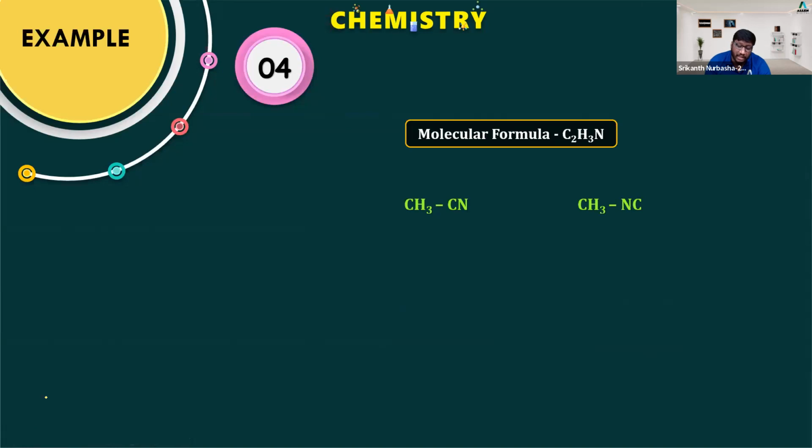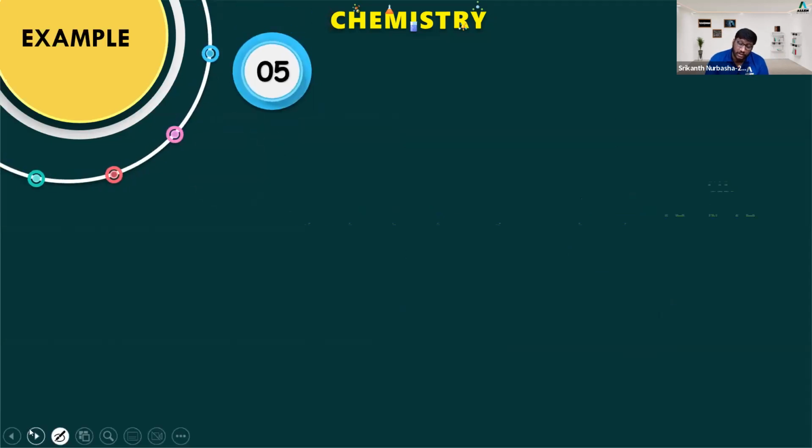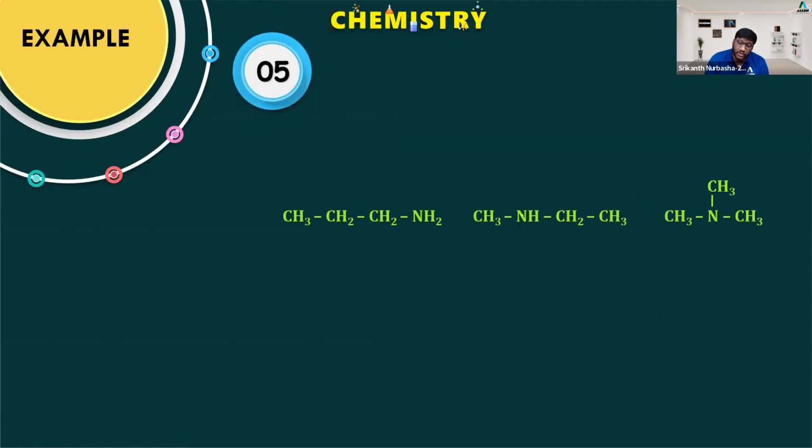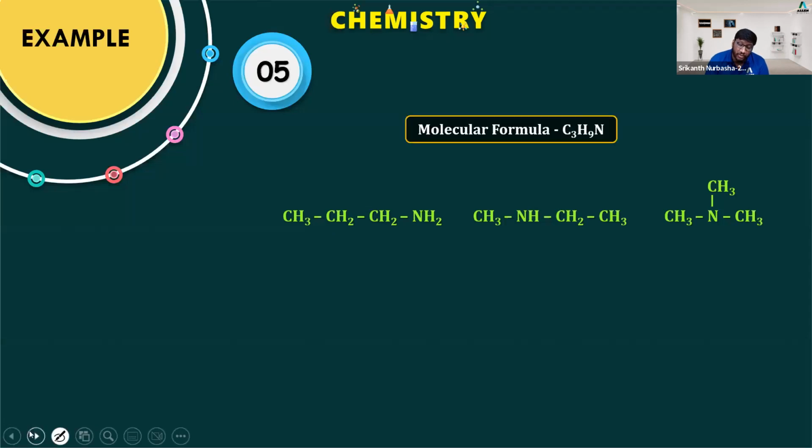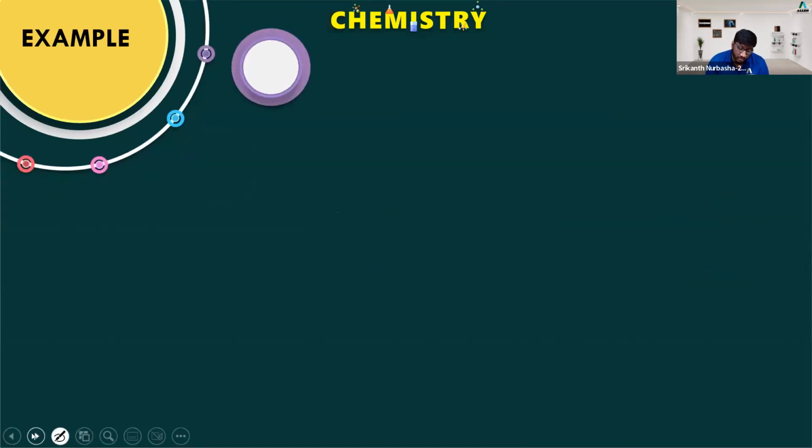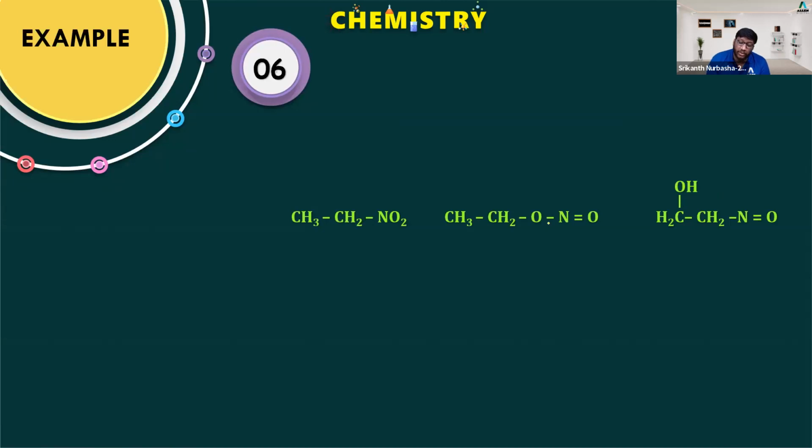CH3CN and CH3NC, cyanides and isocyanides, they are also called functional group isomers. CH3CH2CH2NH2, CH3NHCH2CH3, CH3N(CH3)CH3, primary amine, secondary amine, and tertiary amine, they can also be called functional group isomers. Primary, secondary, and tertiary amines are also called functional group isomers. Nitro compounds and nitrites, and alcohol plus nitroso, N double bond O is nitroso, OH is alcohol. So nitro, same molecular formula is there or not?